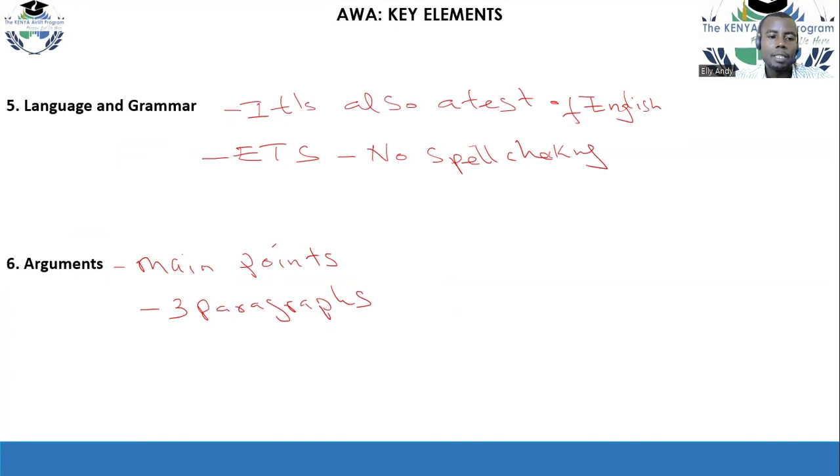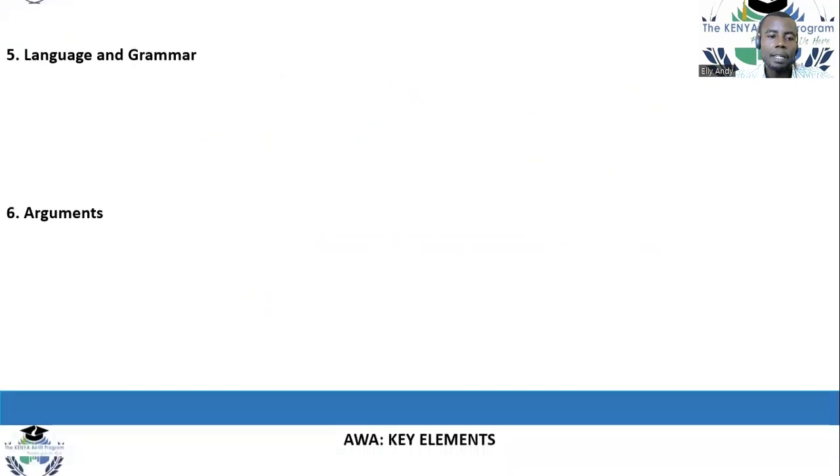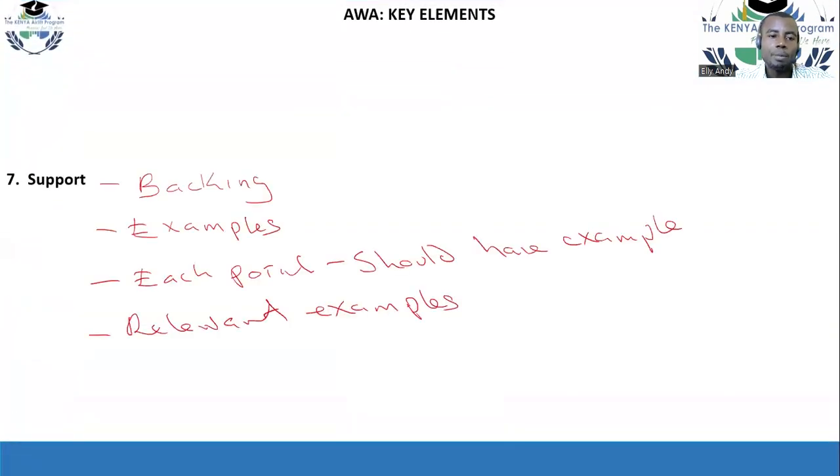The arguments are the main points that form the bulk of the essay, and you should have at least 3 arguments, 1 argument per paragraph. And then lastly, you should support your writing. That is, you should have examples that back up the main points you are making. The examples should be relevant to the essay and to the points that you just made. So by focusing on these 7 elements, you'll be able to write a good essay that should score good points in the GRE.